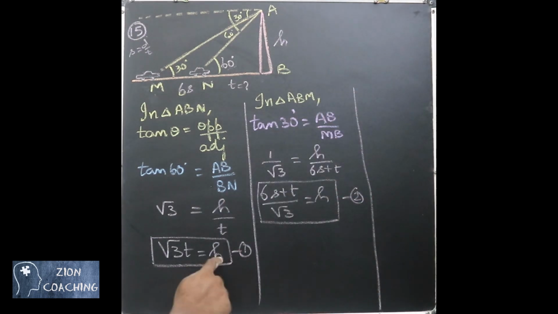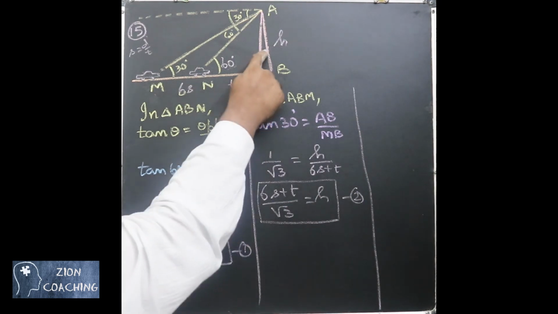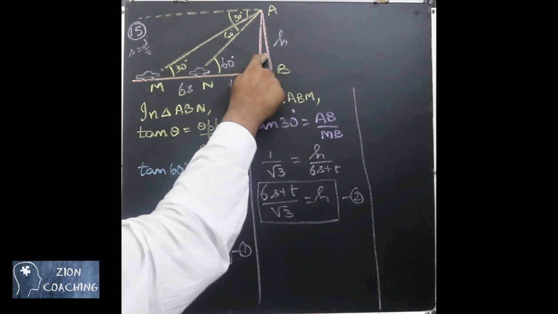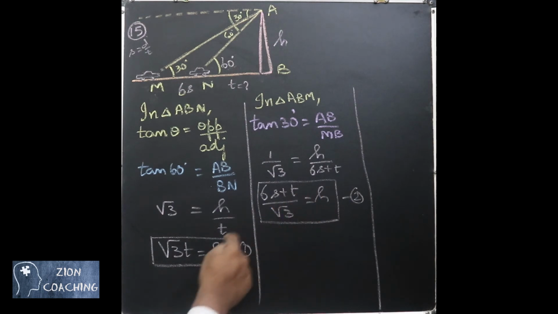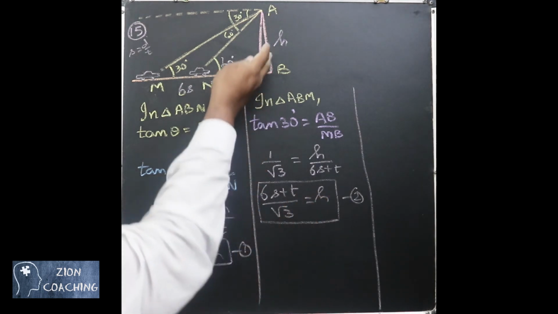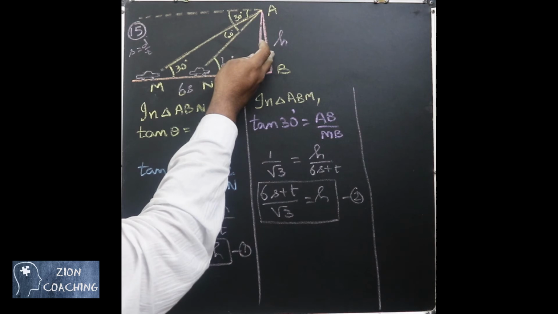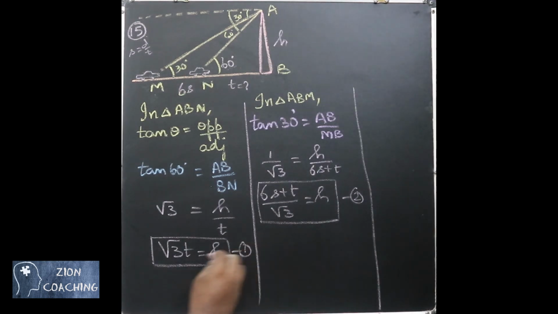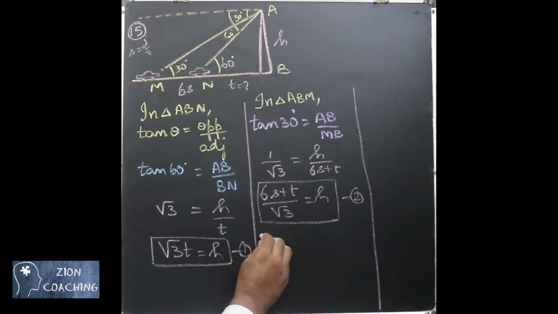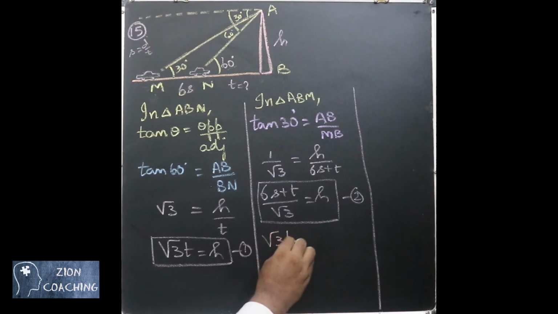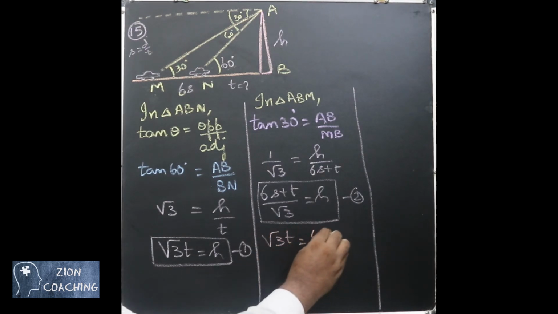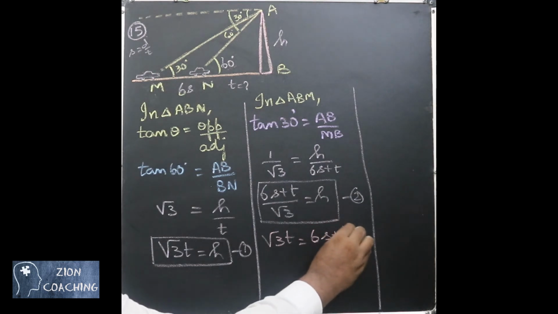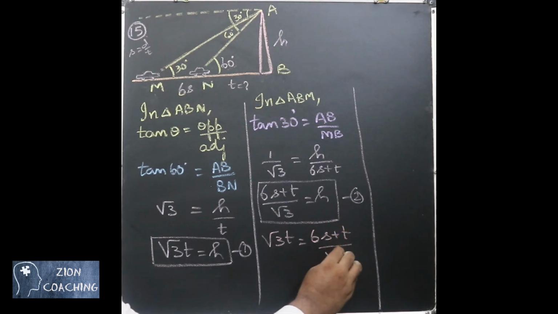Now this h here is nothing but the height of the tower. This h also is the height of the same tower. So the height of the tower in both the cases is representing the same tower. So the right hand sides are going to be equal. Then automatically the left hand sides also will be equal. So equating the left hand sides, we will have root 3 t equal to 6s plus t by root 3.